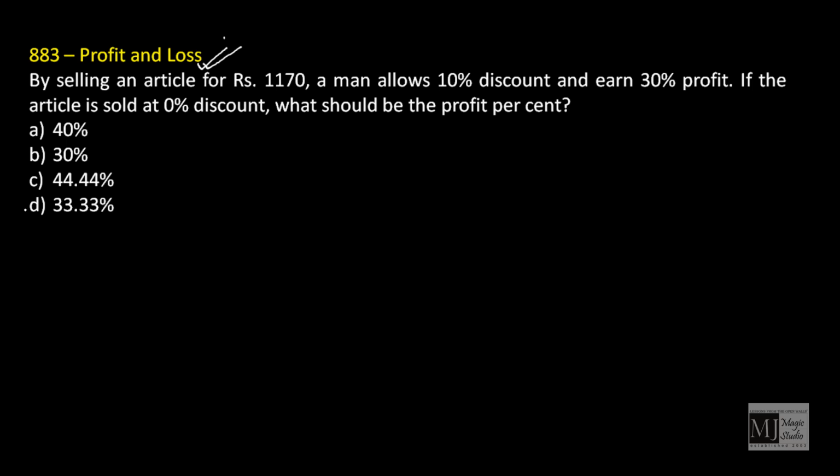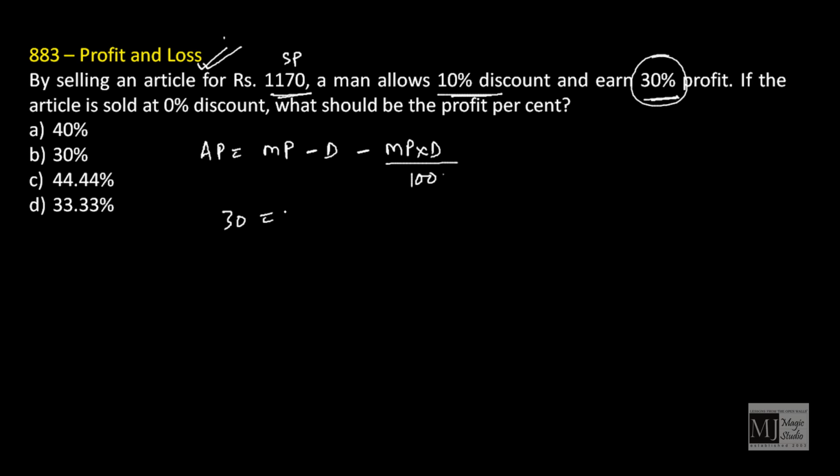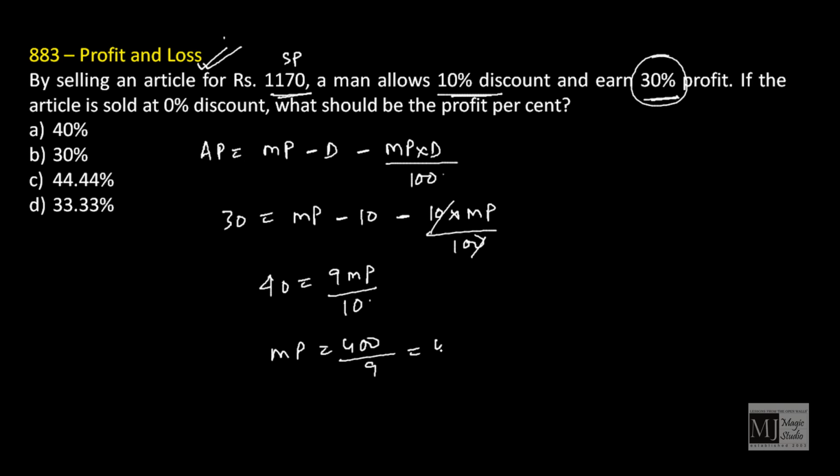Okay, a question from profit and loss. By selling an article for rupees 1170, a man allows 10% discount and earns 30% profit. So first we need how much is the marked price, and we know the drill for that. We know that actual profit is marked price minus discount minus MP into D by 100, all in percentages. The actual profit earned is 30. How much is marked we don't know. Discount is 10, 10 into MP by 100. So we have 40 equals 9 MP by 10. So MP is 400 by 9. That is 44.44% was the marked up from his end.